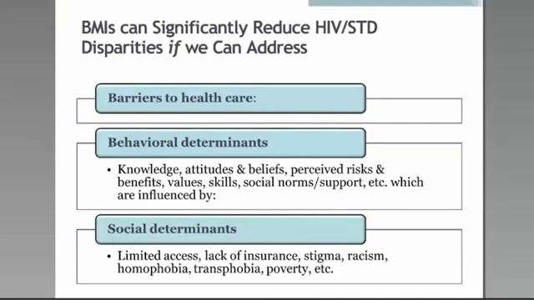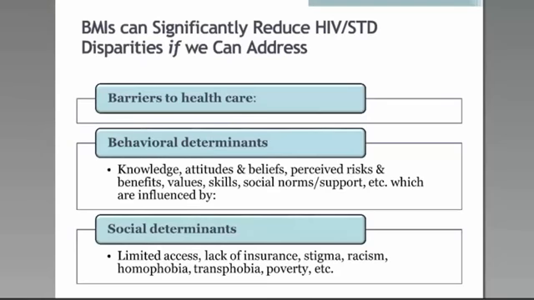So you can see that the barriers to health care include social determinants, lack of insurance, limited access, stigma, racism, homophobia, transphobia, poverty, etc. So these social determinants come into play, as well as behavioral determinants for our priority populations. There may be lack of knowledge. PrEP awareness is increasing, and PEP awareness, but is not as high as we'd like it to be at this point. So there may be lack of knowledge about some of these BMIs. There may be some negative attitudes about accessing health care, possibly related to previous negative experiences within health care. There may be perceived benefits which are low because someone may not realize how effective a particular BMI can be.